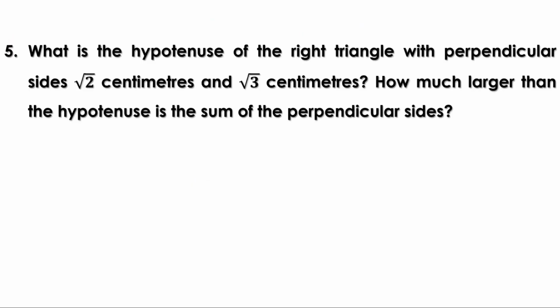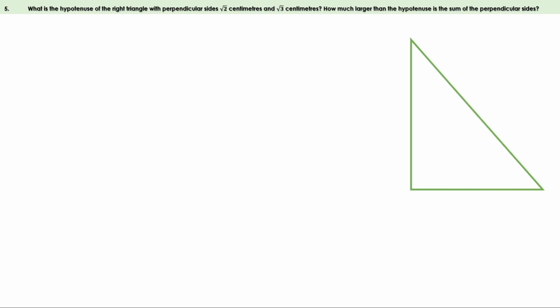What is the hypotenuse of the right triangle with perpendicular sides √2 centimeters and √3 centimeters? How much longer than the hypotenuse is the sum of the perpendicular sides? Let us take a right angle triangle at first. The perpendicular sides are √3 centimeters and √2 centimeters. Let us give a name for this triangle. Let it be ABC.